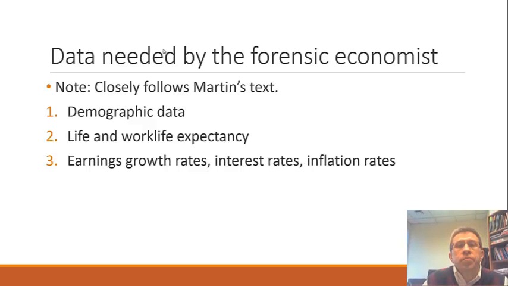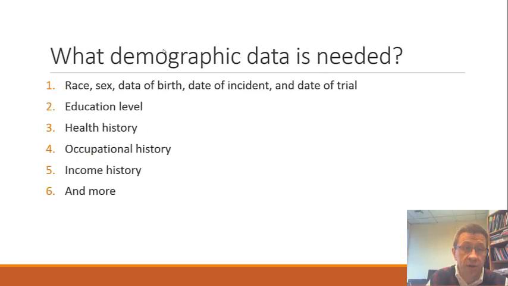As far as what information is needed, this is assuming some sort of case like a wrongful termination or wrongful death type case, where you're looking for damages that most closely follow those kinds of cases. So what's needed by the forensic economist? Well, summarizing what you find within Martin's text: demographic data, life and work life expectancy, and then earnings growth rates, interest rates, and inflation rates.